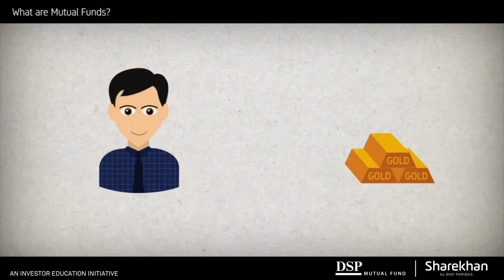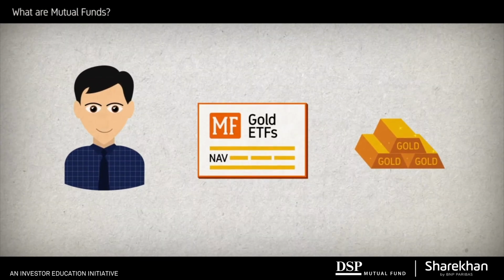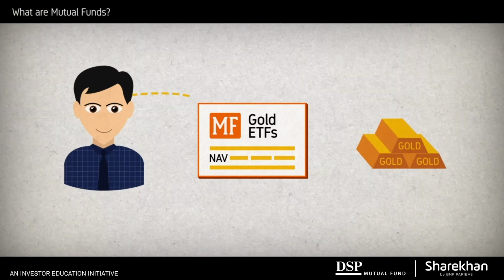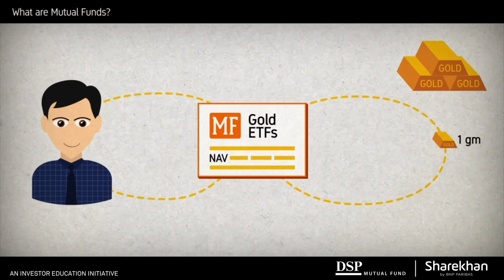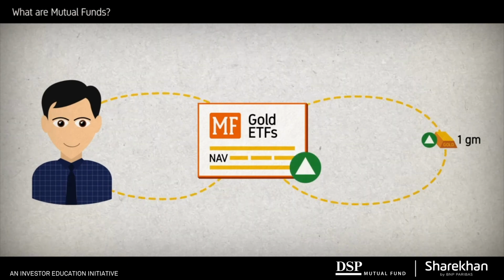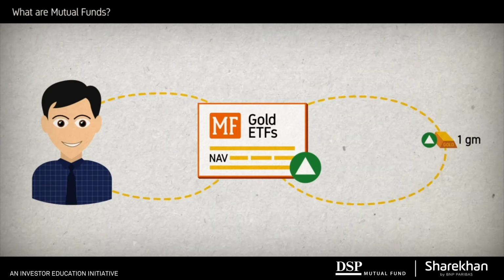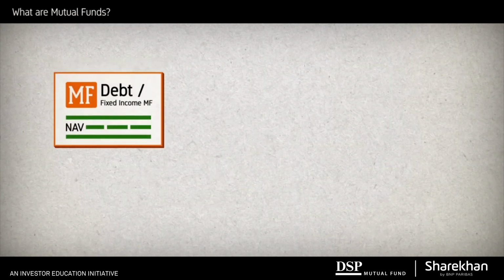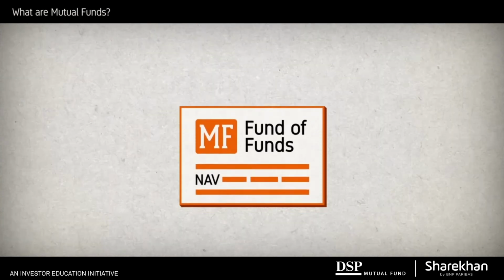Today, you can even access gold by investing in exchange-traded gold mutual funds or gold ETFs. In simple terms, each unit of a gold ETF represents 1 gram of gold, and you can benefit from a rise in the gold prices without actually purchasing solid gold and then worrying about how or where to store it safely. Having spoken about debt, equity, and balanced funds, let us talk about fund of funds.